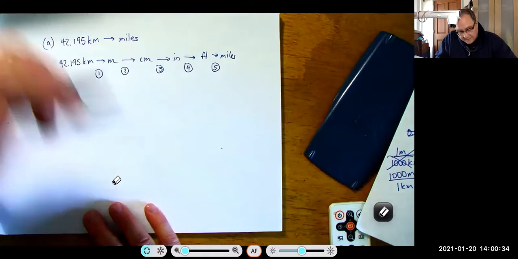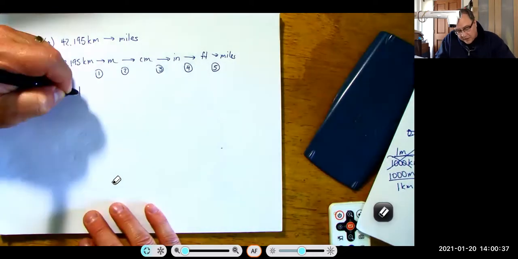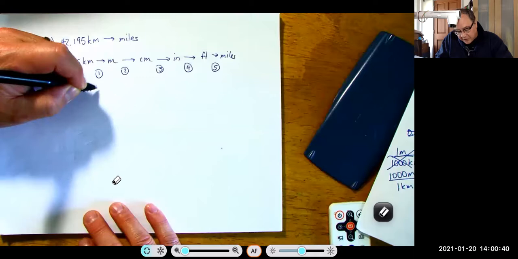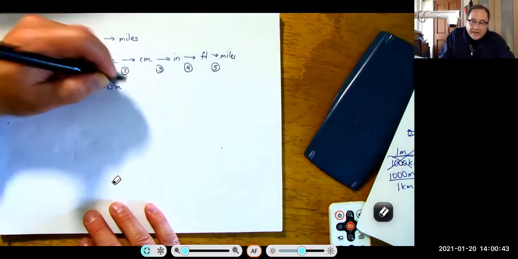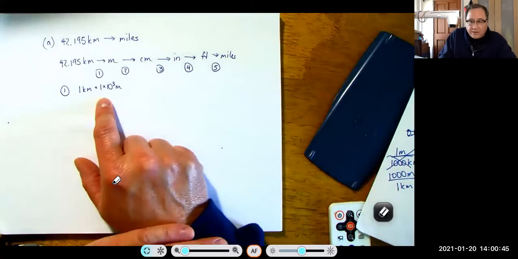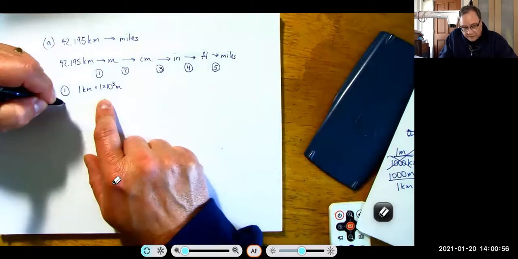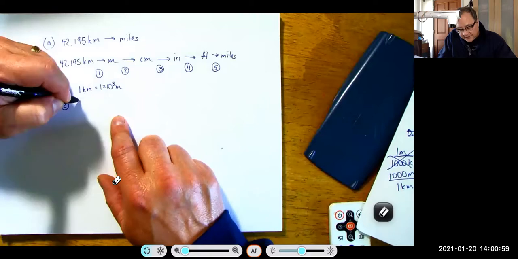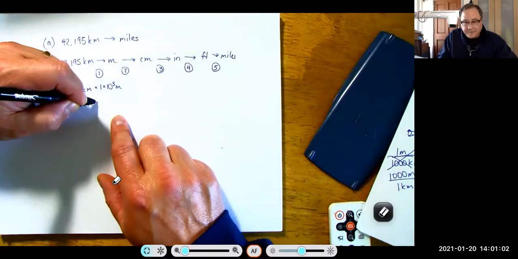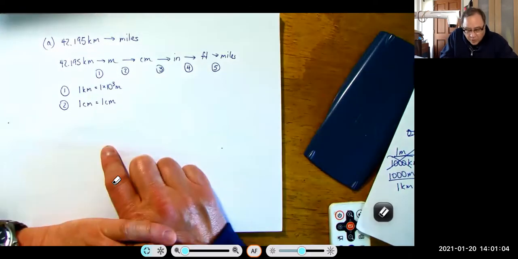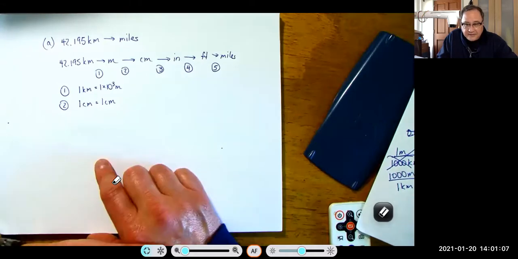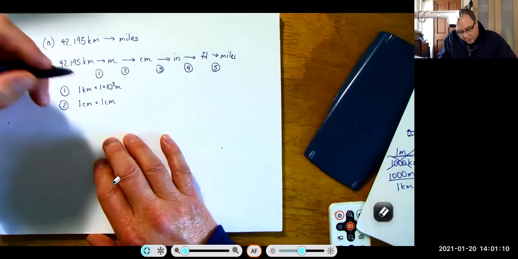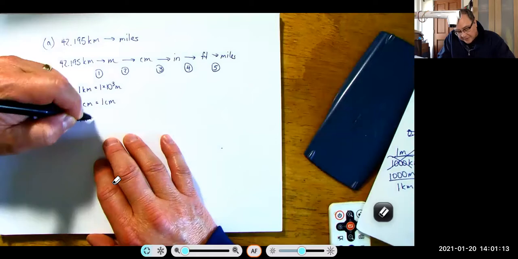For number 1, I have 1 kilometer is 1 times 10 to the third meters. So you can see I kind of skipped the part where I put 1 kilometer equals 1 kilometer. But when you're learning this method, you don't want to skip that because you're not good enough yet. Number 2, 1 centimeter is equal to 1 centimeter. So what do I do with one of the C's? Replace it. So I'm going to write 1 centimeter is 1 times 10 to the minus 2 meters.